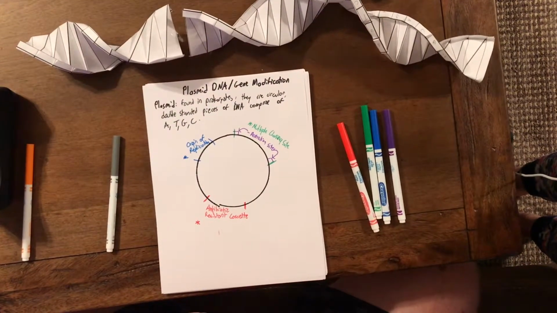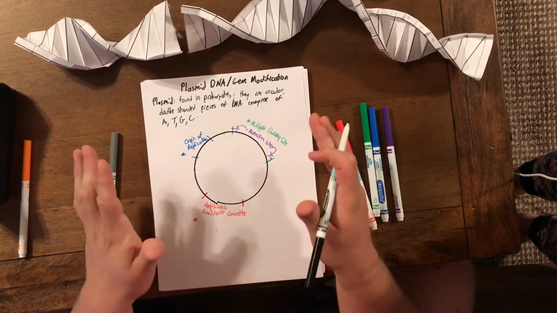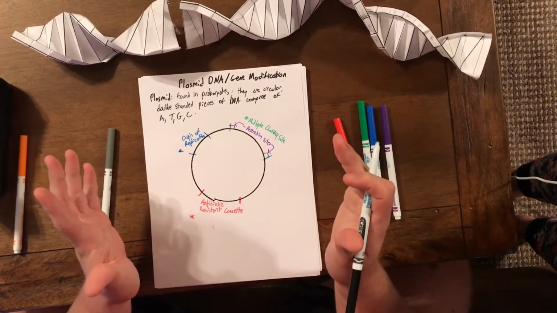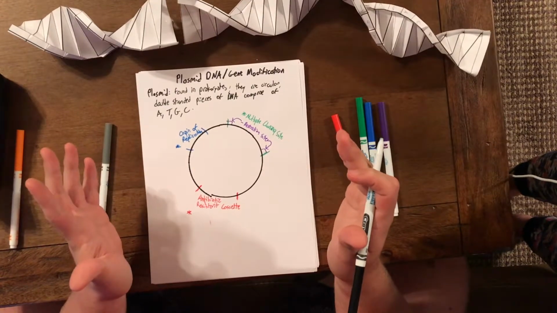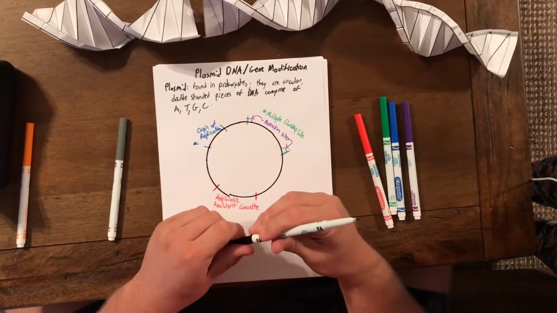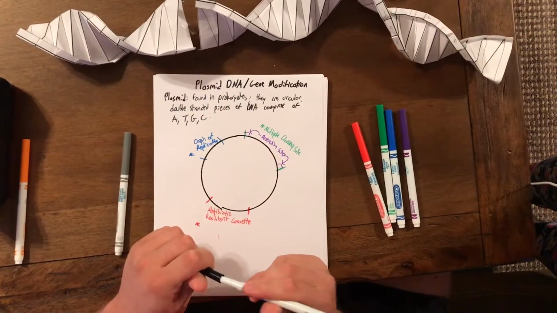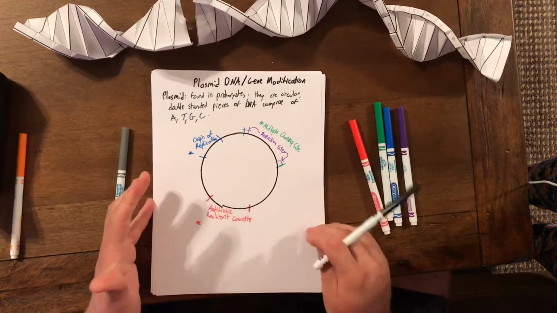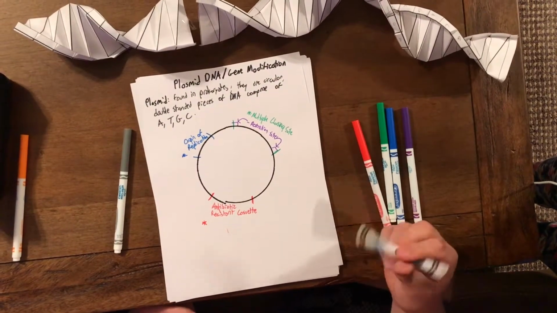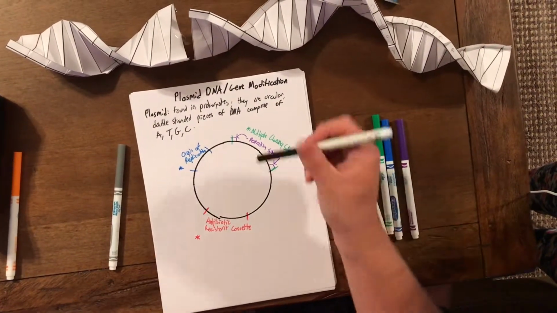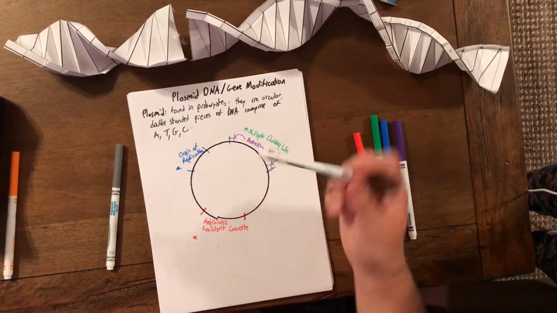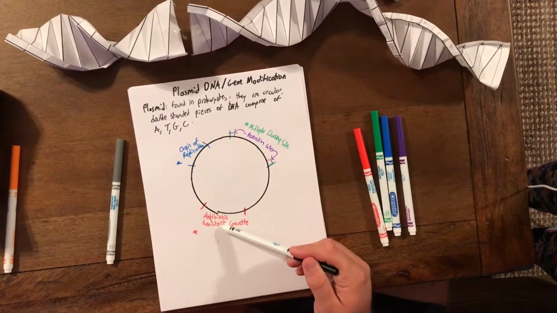Now a lot of people want to know why we use these plasmids, these circular double-stranded pieces of DNA, in genetic modification. Well, like I said before, they are used in prokaryotes, which are essentially bacteria. And there are three different parts of the plasmid, right? So there's the origin of replication, the multiple cloning site, and the antibiotic resistant cassette.